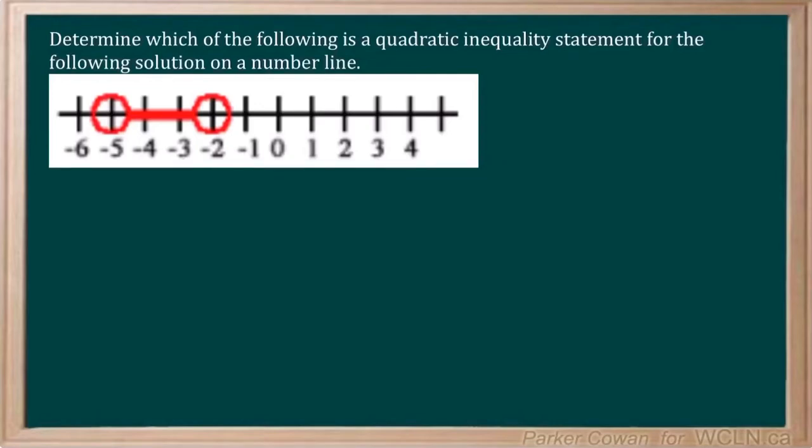Determine which of the following is a quadratic inequality statement for the following solution on a number line. Okay, so taking a look here, we can see that we have roots at -5, -2.